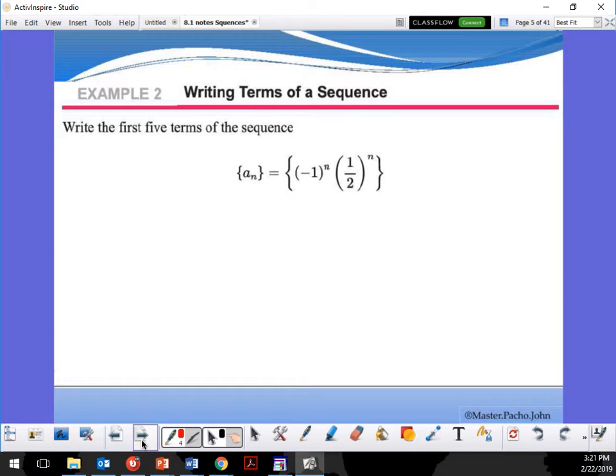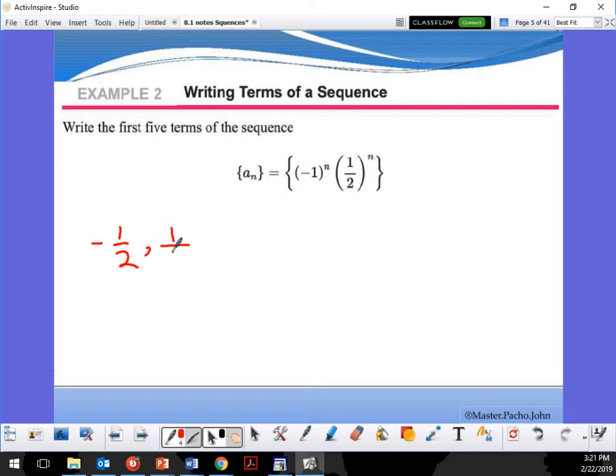Find the first 5 terms of this one. If n is 1, that's going to give me negative 1, right? And this is going to give me times 1/2, which is negative 1/2. The next one, n is 2, right? Negative 1 squared is 1, so it's going to make it a positive. And then it's positive 1 times 1 over 4, which is 1 over 4.